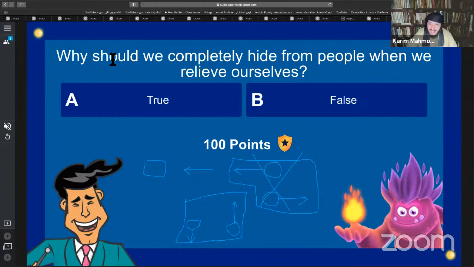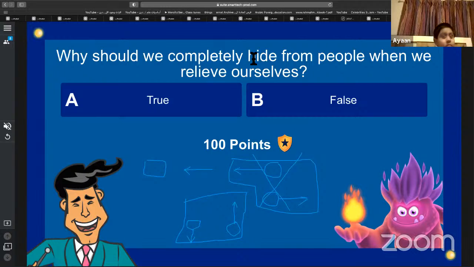Why should we completely hide from people when we are using the bathroom? Ayan, why? Look, Ayan, when I'm using the bathroom, I should completely hide from people. Like, should I leave the door open if I'm using the bathroom? No. Okay, what if I am outside on the street or I'm camping in the woods or something? Should I be using the bathroom in front of people, or should I go far away where nobody can see me and hide from people to make sure nobody sees me? What do you think, Ayan? What should I do? Hide. Why should I hide, Ayan?